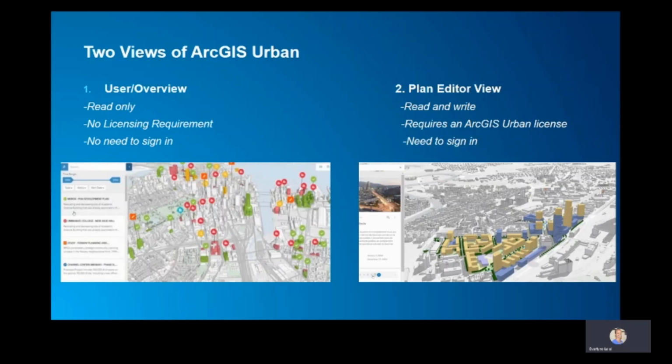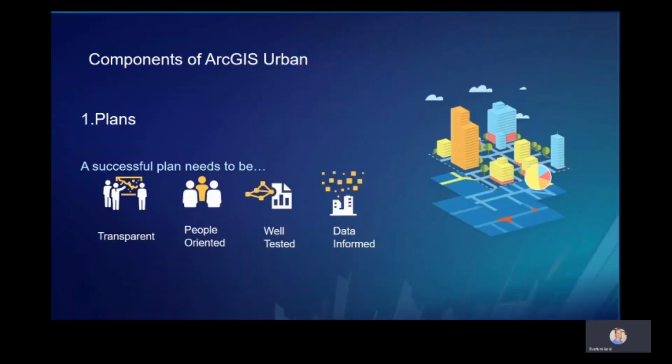So we have those two views. We have the overview, which is the external view or the user view, and then we have the plan editor view, which is mainly the internal view. So Urban comes with various components.